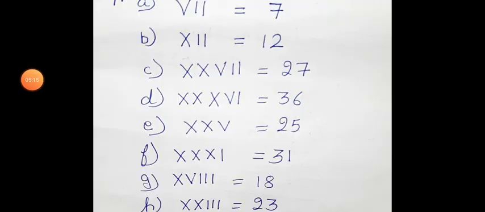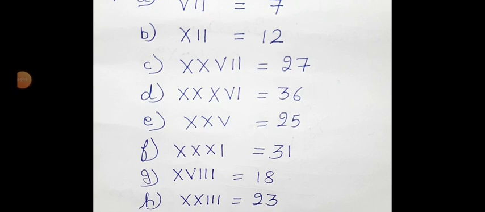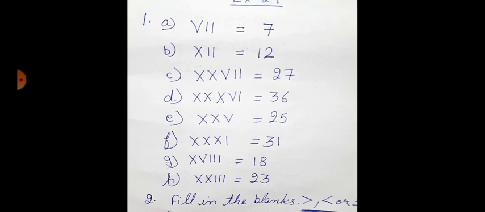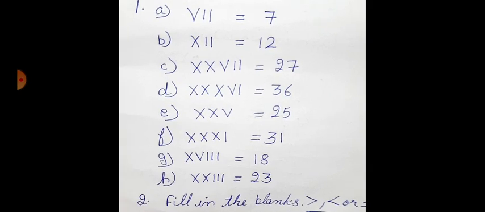Moving to the E part, XXV is equal to 25. Triple X I: triple X means 30 and I, that is 31. The G and H parts are the same as you have done above.